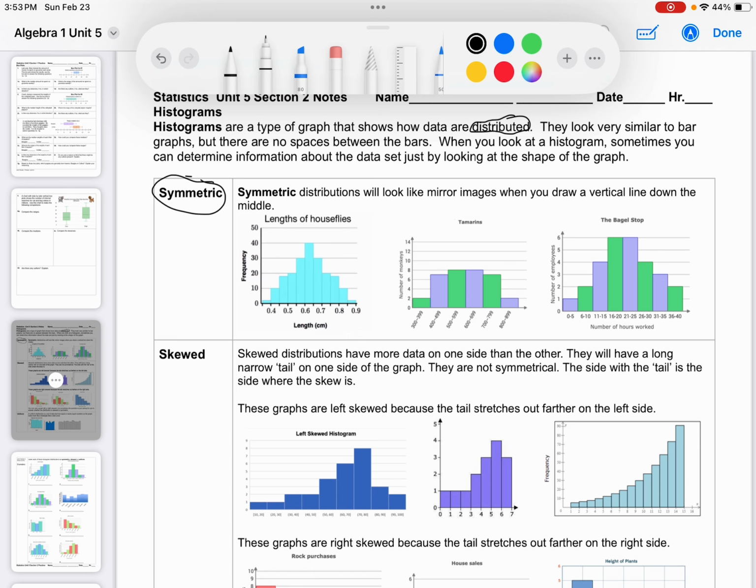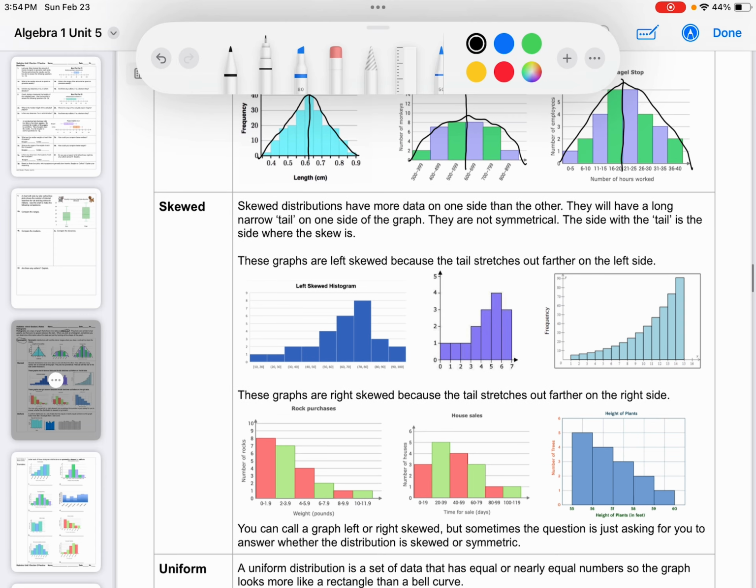And symmetric distributions look like mirror images when you draw a vertical line down the middle. So if you look at each of these in this symmetric group, if you draw a line in the middle of each of these graphs, they should essentially look the same on both sides of that line. And we see how on all of these, they kind of start low, go up, and then go back down. So they all kind of look the same on both sides of this line. And that would be a symmetric distribution.